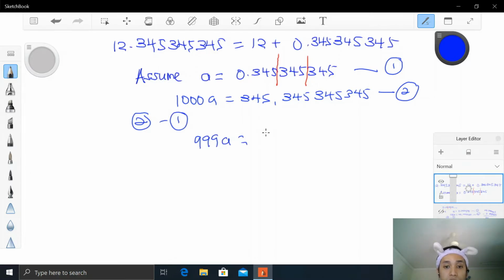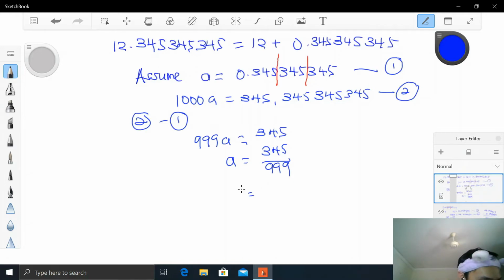999a equals 345. Then a is also equivalent to 345 divided by 999. Now, can we simplify this? Let us check. 345 divided by 999 is also equivalent to 115 divided by 333. Okay, but remember this one is for a, right?